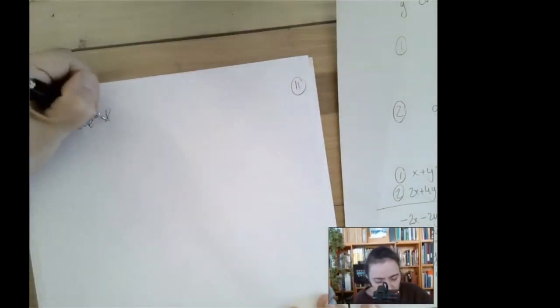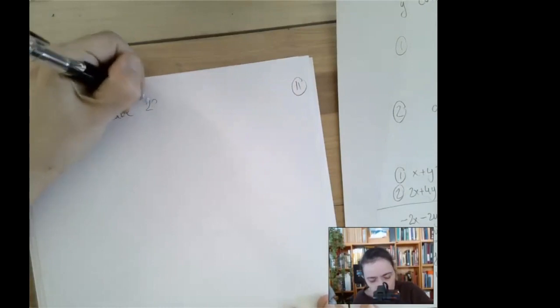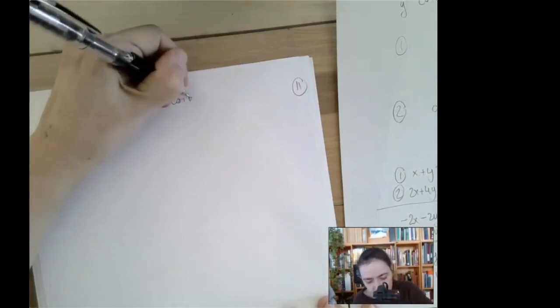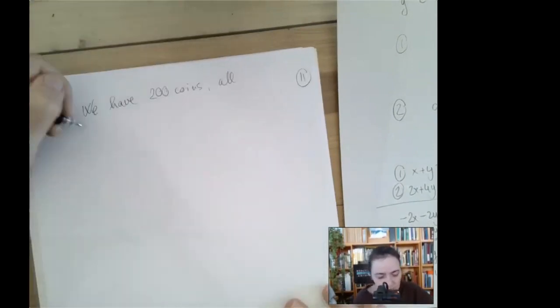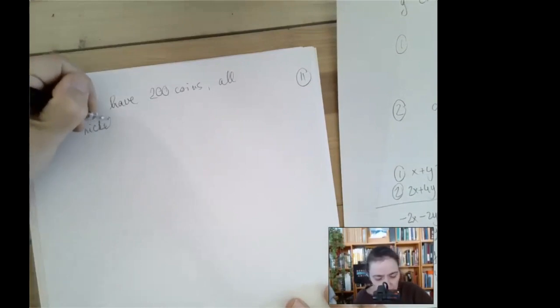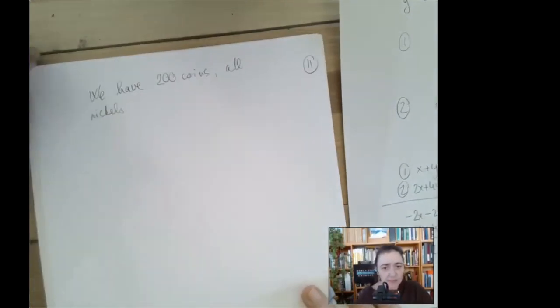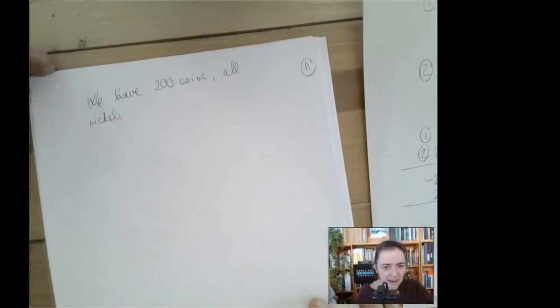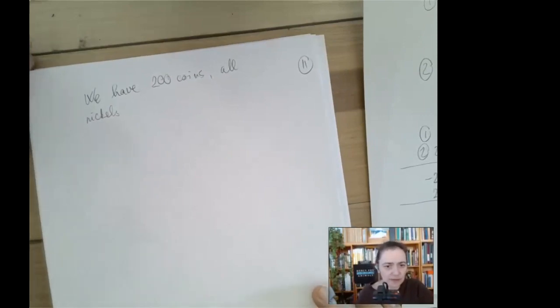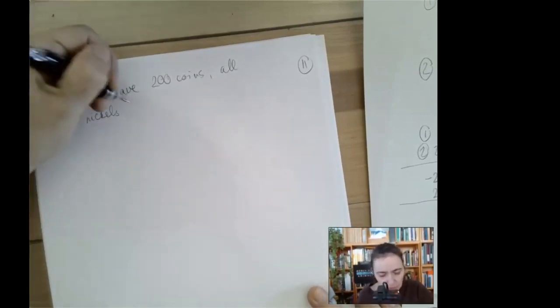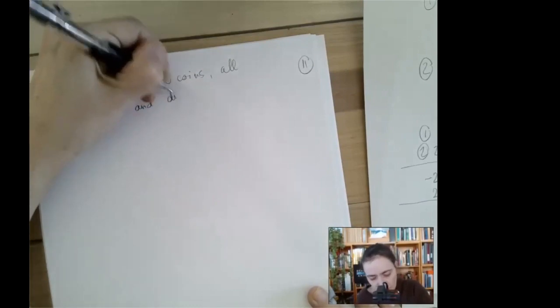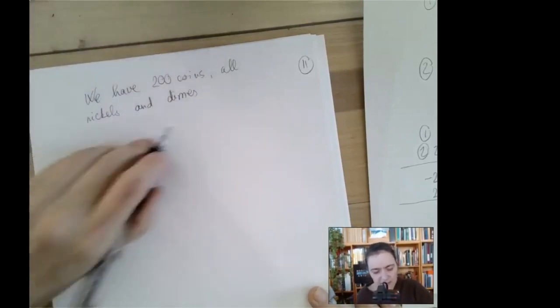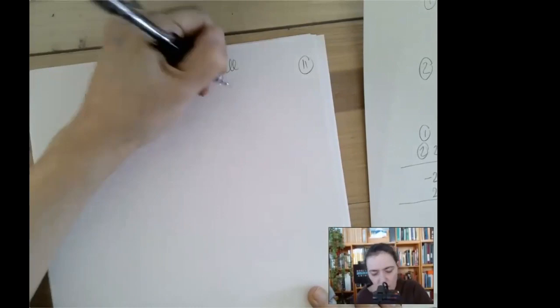So let's say we have 200 coins, all of them nickels and dimes. And if you don't know this during exam, you can ask me how many cents is a nickel, how many cents is a dime. That's not something we kind of assume that you know, but we don't have the right to assume that. All nickels and dimes, 5 cents, 10 cents. How many of each?